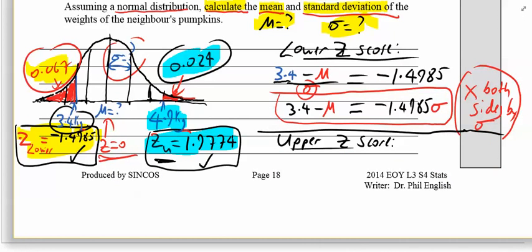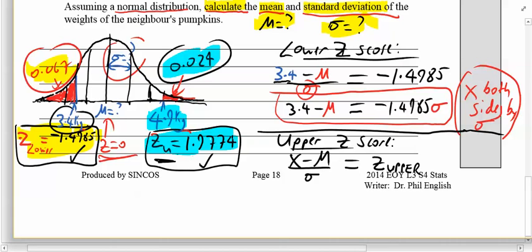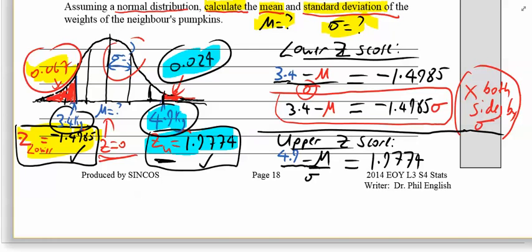And again, start with our formula. So x minus the mean divided by the standard deviation equals z upper. And let's sub in everything we know. So we know the z upper score. So this z score is 1.9774. So let's sub that in. And what else? We know the x value is 4.9 kg. So let's sub that in. And again, we don't know the mean or the standard deviation. Okay, so we've done what we did last time. And again, let's rearrange it so it's not a fraction. So we're going to multiply both sides by the standard deviation, just to make it simpler.